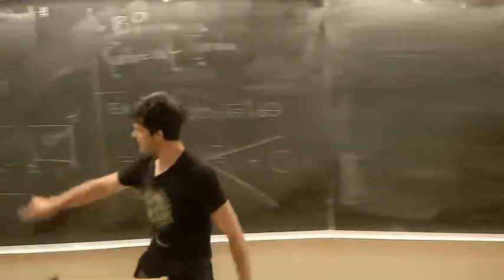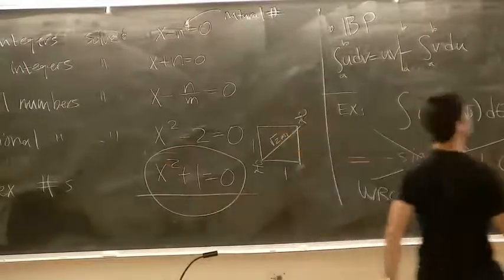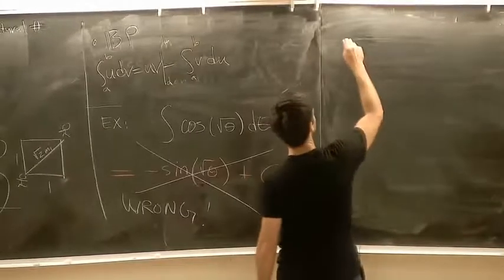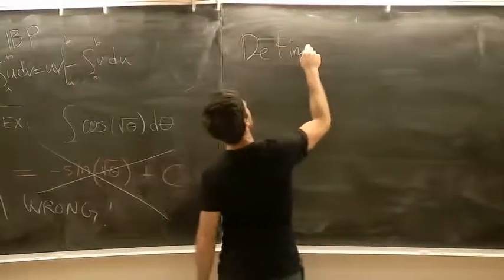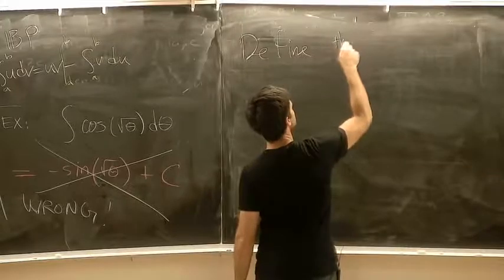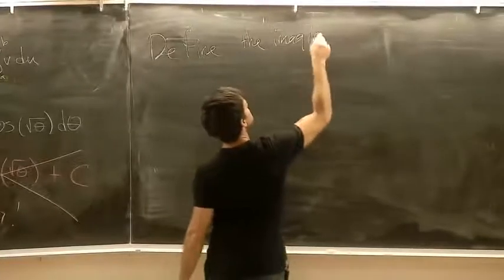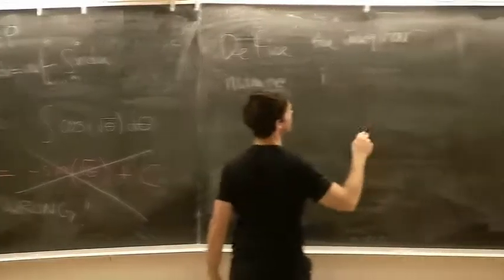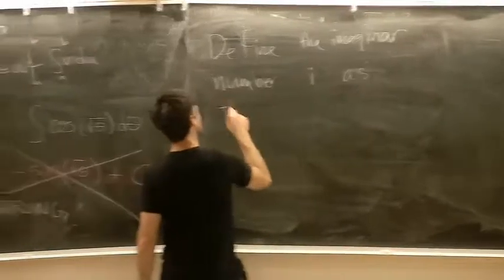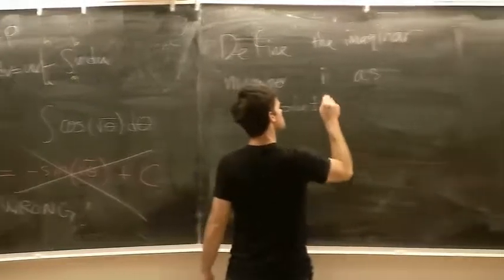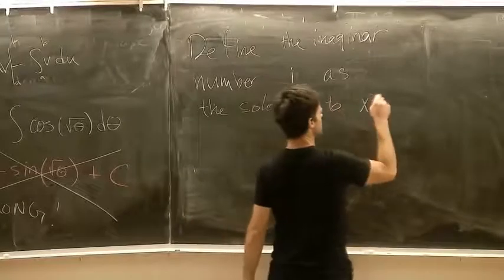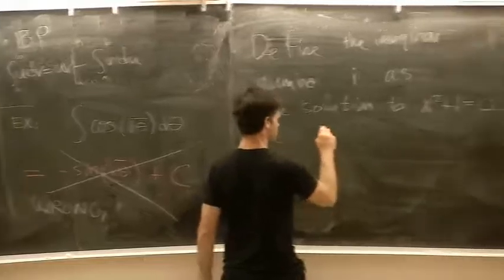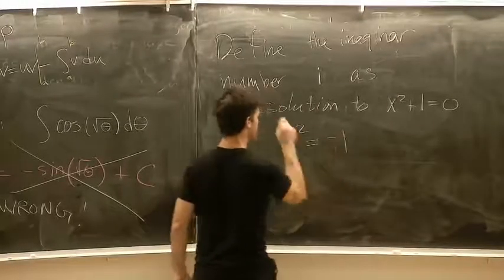So looking at this equation, if we were the people inventing complex numbers, we would define this number, the imaginary number, which we will call i for imaginary, as the solution to x squared plus 1 equals 0. In other words, i squared is -1.